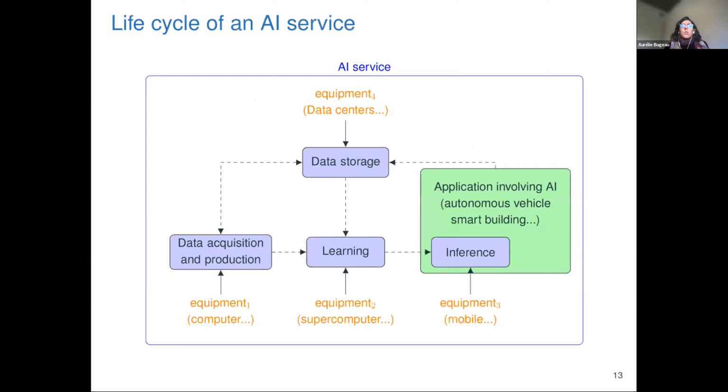So just to explain how life cycle assessment should work in AI, in particular when we develop AI for the environment, the life cycle of an AI service looks like this. You have data acquisition and production, and data storage. Those steps use many different equipments, such as computers and data centers. Then you use that data to train a model, usually now a deep learning model. So again, we use equipments here.